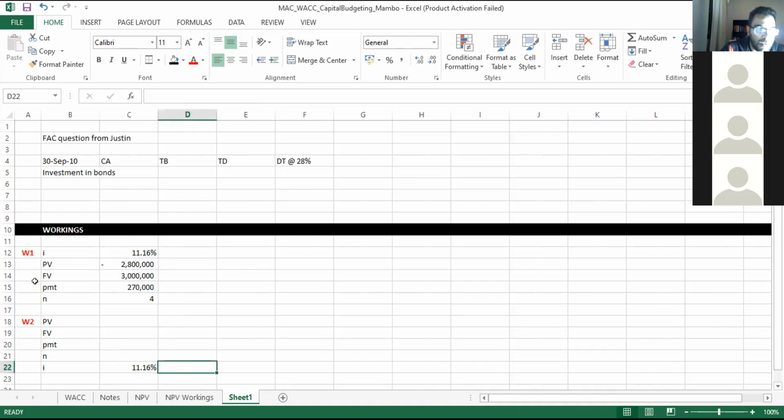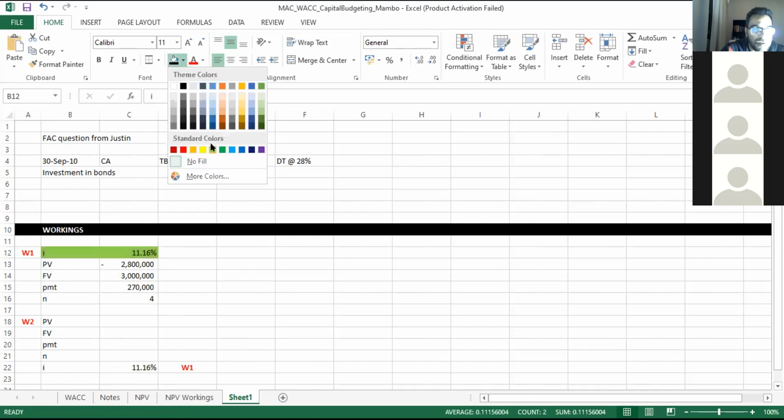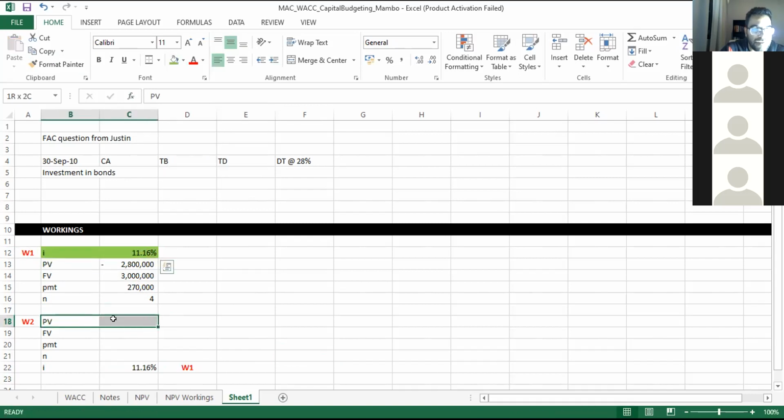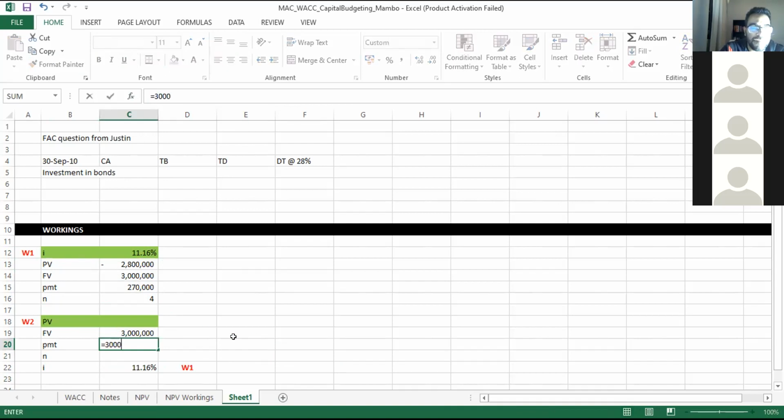So this is coming from working 1. I want the present value, so I need everything else. My future value remains the same. My future value is the lump sum payment at the end of the period, which is 3 million. My payment remains the same. It is 3 million times the 9% coupon rate each year, which is 270.